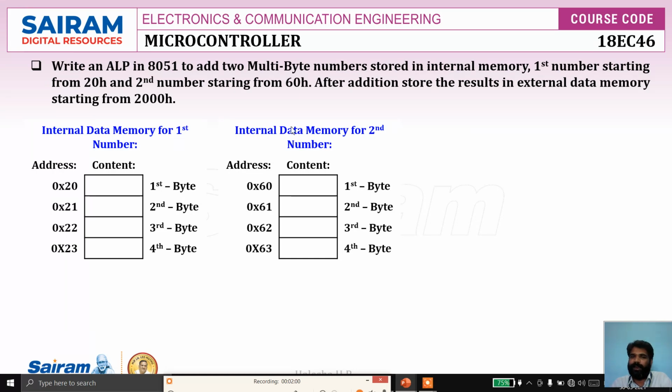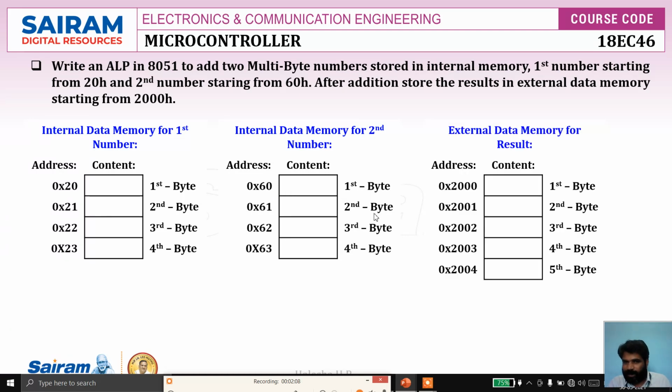There is a second multi-byte number starting from 60H: first, second, third, and fourth. As you know, if you add 4-byte numbers, we expect a 5-byte result. Those 5 bytes will be stored starting from the address 2000 to 2004: first, second, third, fourth, and fifth byte. This is the memory view. We must understand the memory view, then only can we easily write the program.